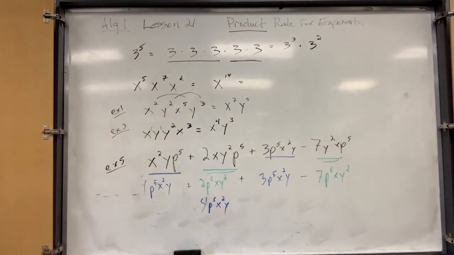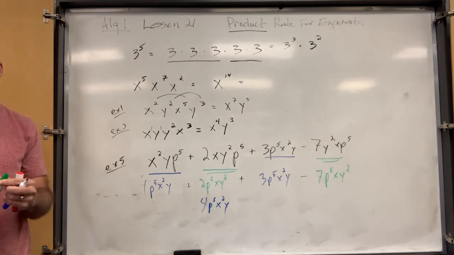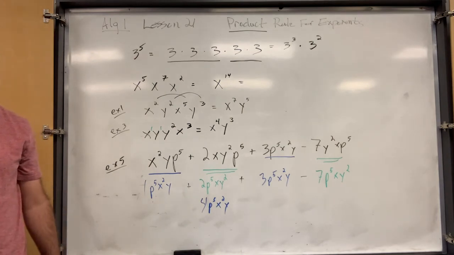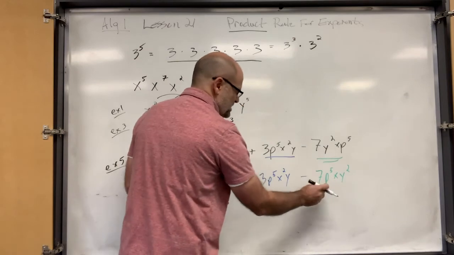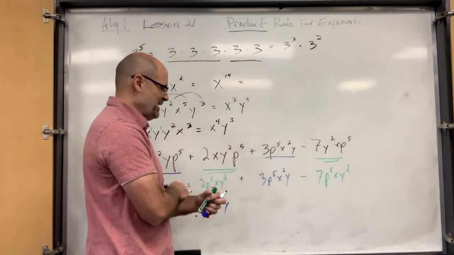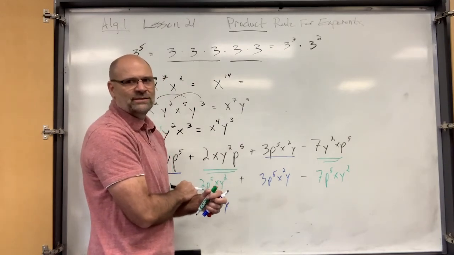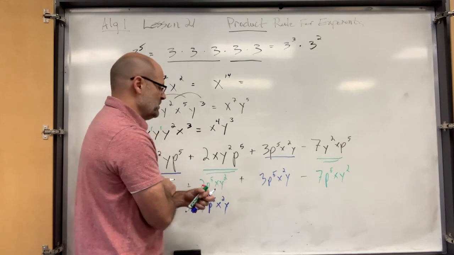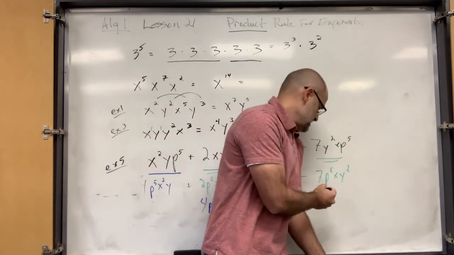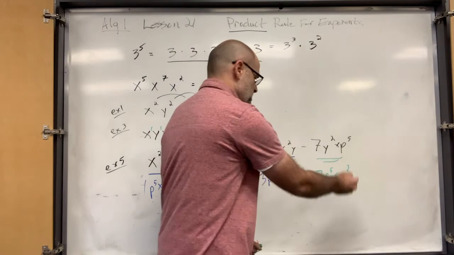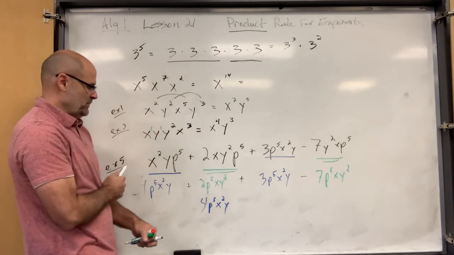And then what am I left with, my greens, my p to the 5th xy squareds? What's that? Not 9. Negative 5. There you go. All right, so remember, it's not like 3p to the 5th x squared y minus something. No, it's minus 7p to the 5th xy squared. This is being subtracted from the group. So it needs to be subtracted from its own kind.